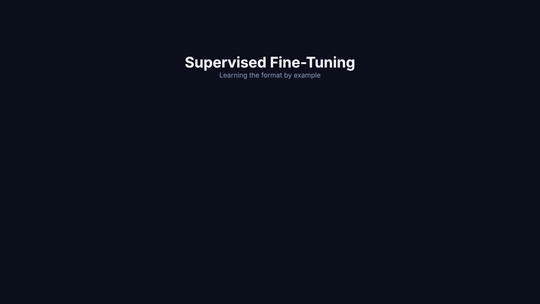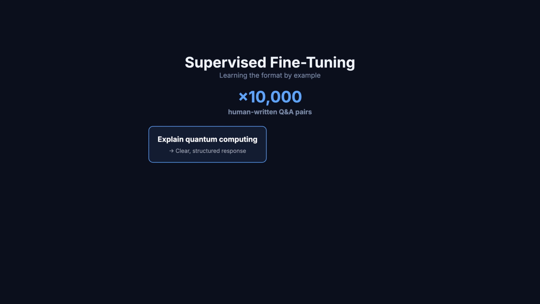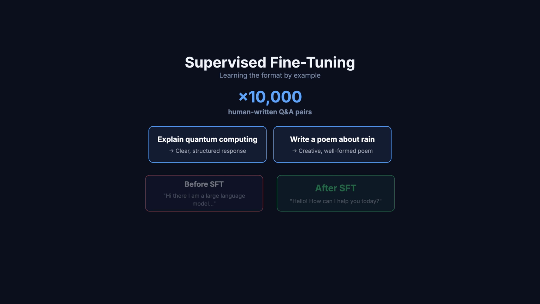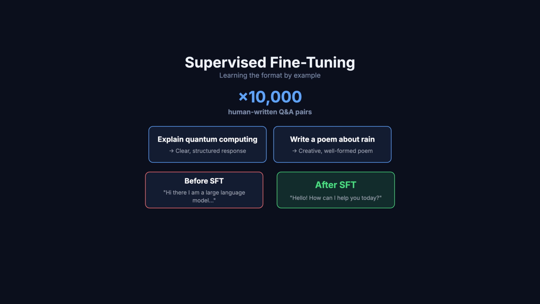In supervised fine-tuning, humans write ideal question and answer pairs. Thousands of them. Explain quantum computing gets a clear, structured response. Write a poem about rain gets a creative, well-formed poem. The model trains on these demonstrations using standard next token prediction. Before SFT, you ask "hi" and the model autocompletes "hi there, I am a large language model trained on." After SFT, it responds "hello, how can I help you today?"